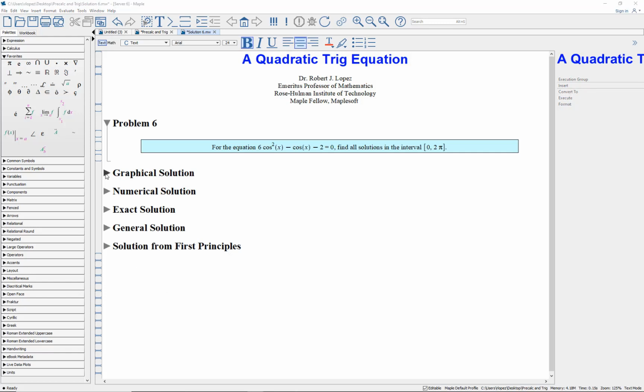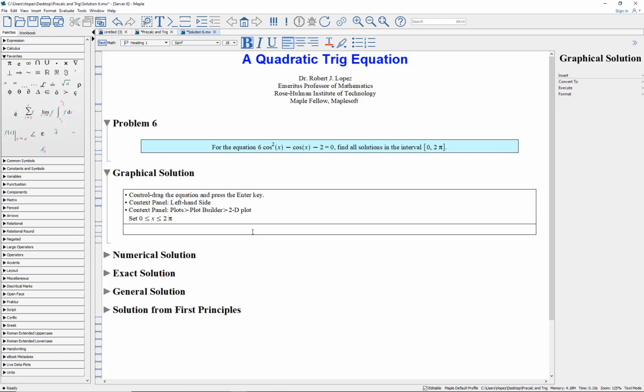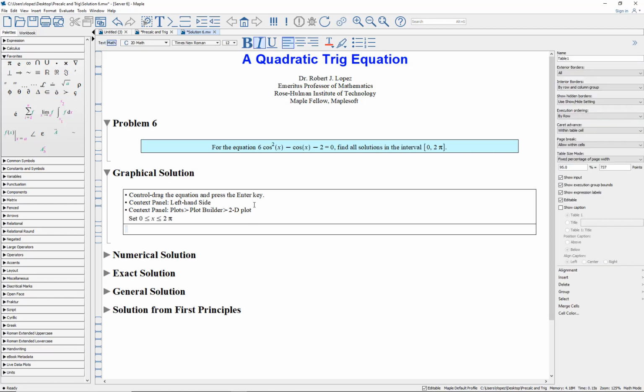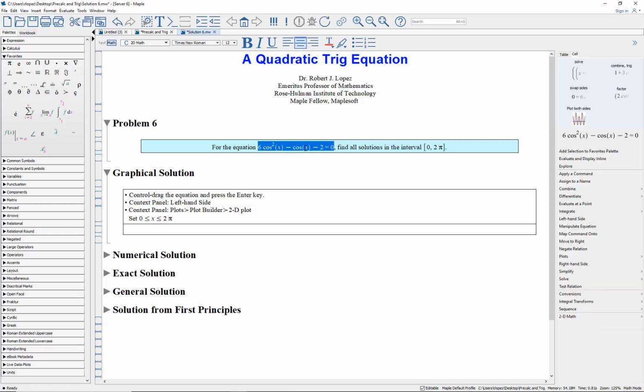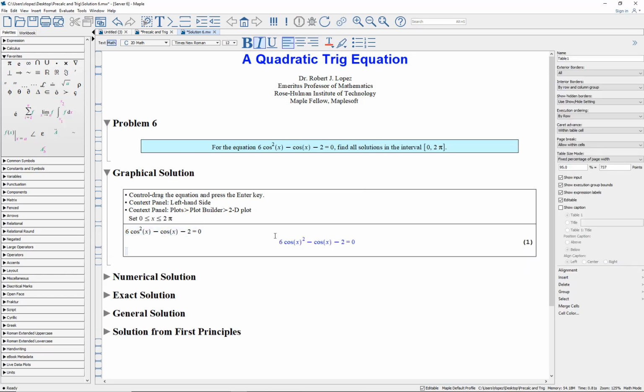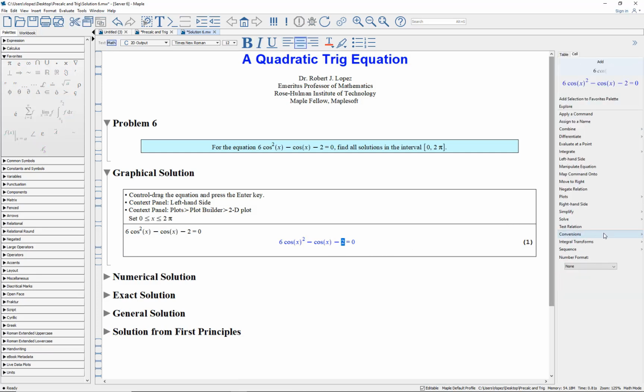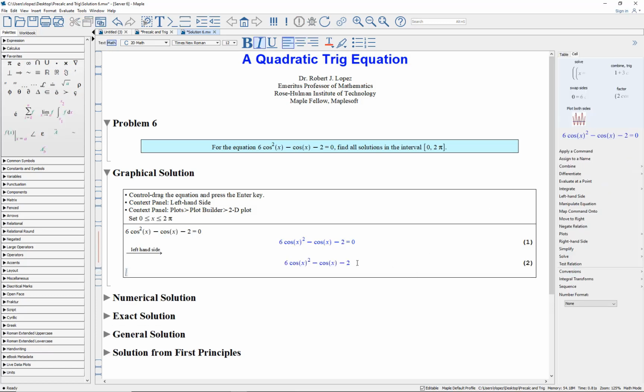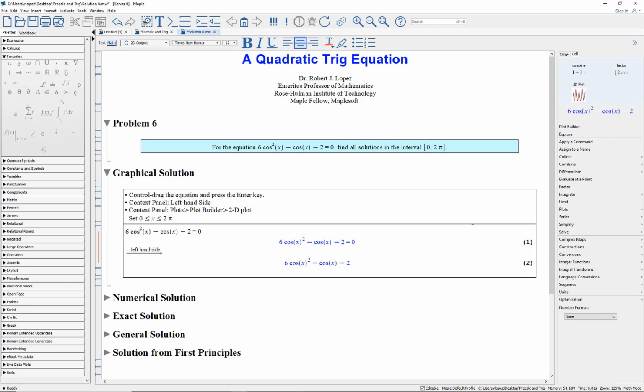So suppose we draw a graph to see if a graph gives us some idea of what to do with this equation. How many solutions does it have, where they might be? So we want just the left-hand side, because you don't normally graph equations. So let's take the left-hand side. So this is what we want to draw a graph of.